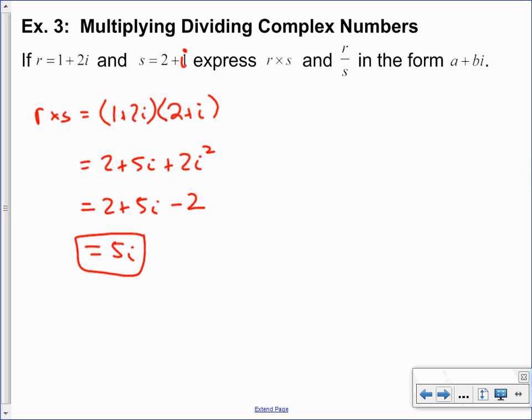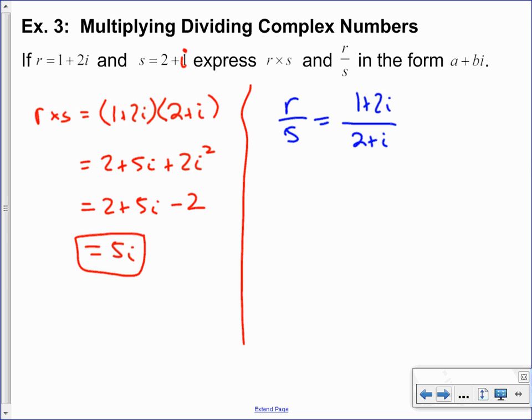Just in time. We're on example 3 and we'll catch up. Alright. Division. Since i is a radical, you must rationalize the denominator. So here we go. r divided by s is going to be 1 plus 2i over 2 plus i.